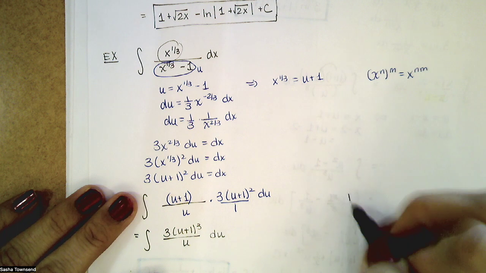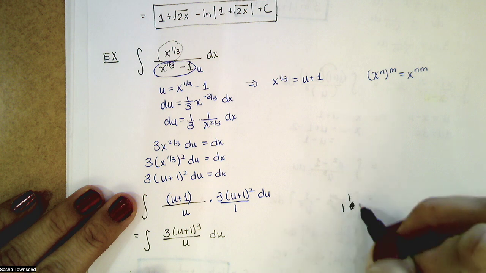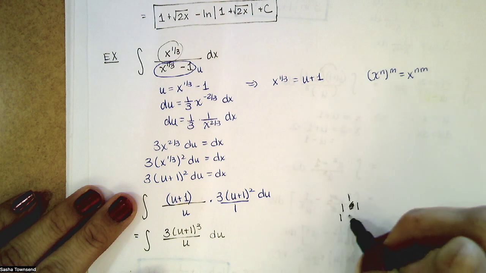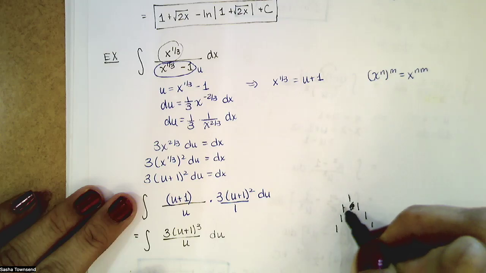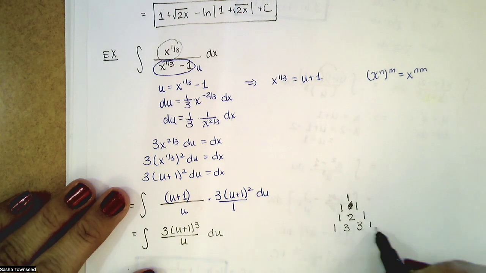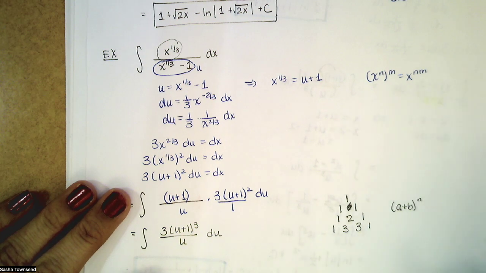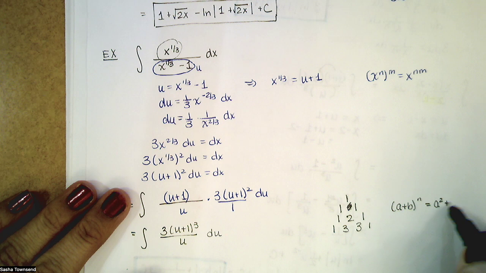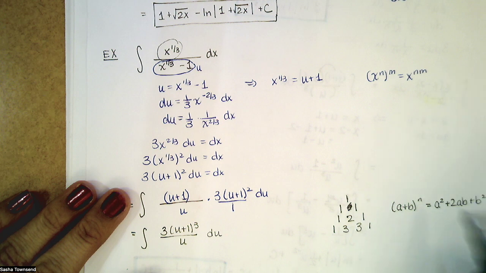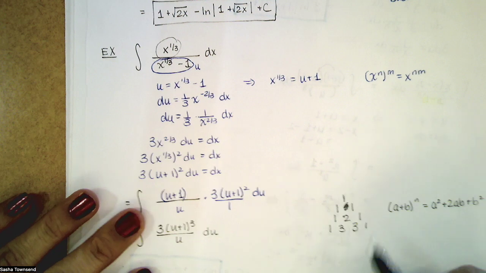We can use Pascal's triangle if we want to find the coefficients of u plus 1 cubed. We start with a 1 and then 2 1s here, and then a 1. You always have 1s on the ends. And then you add these 2 numbers together to get this middle number. Add these 2 numbers together to get a number. Add these 2 numbers together to get a number. Now these are the coefficients of this binomial expression raised to the n. So if we had a plus b squared, that turns out to be a squared plus 2ab plus b squared. Notice that the coefficients are 1, 2, and 1. Those are given by Pascal's triangle.